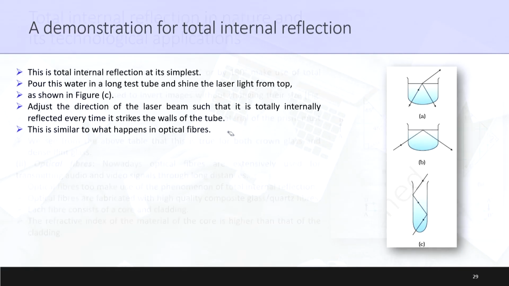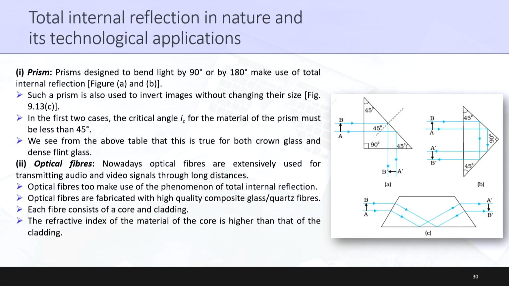Okay, so that is the end of this portion. Let us move on to two different applications of total internal reflection. The first is the prism, the second is optical fibers. Please look over carefully, it is a very important discussion. So, first is the prism.